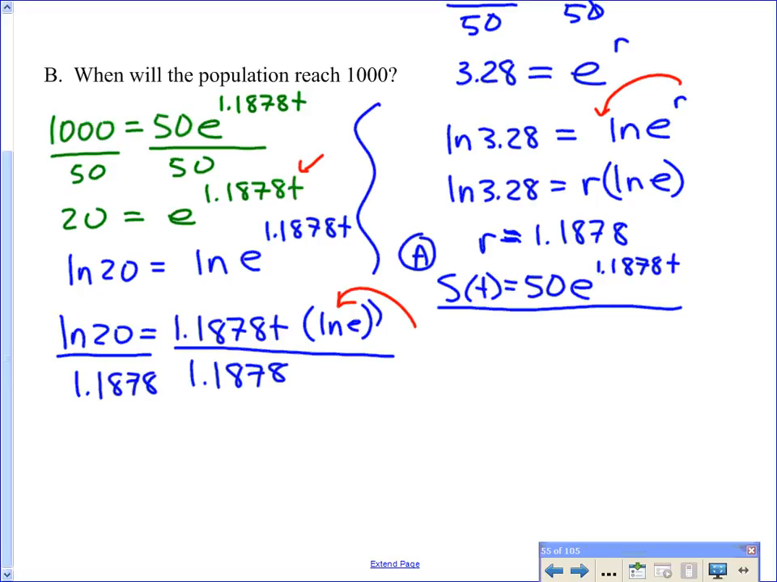And I don't need to worry about this because it's 1. And when I do, I find out that t is approximately 2.522 years. And you could also convert that to months, since the original was given to you in months.